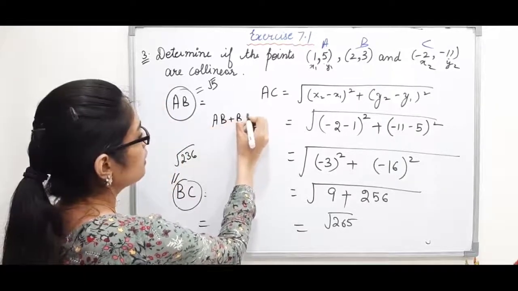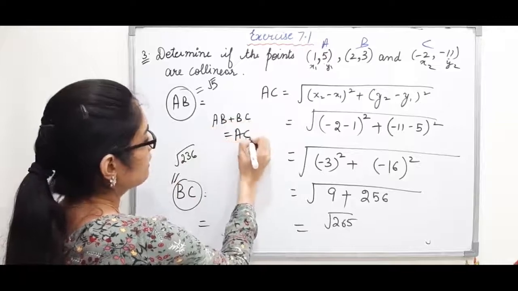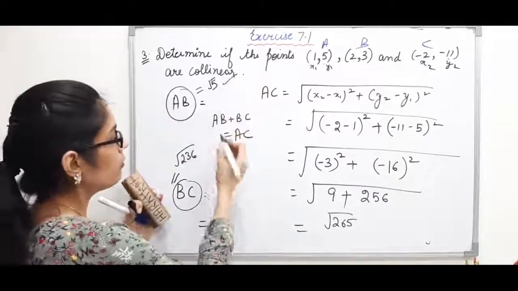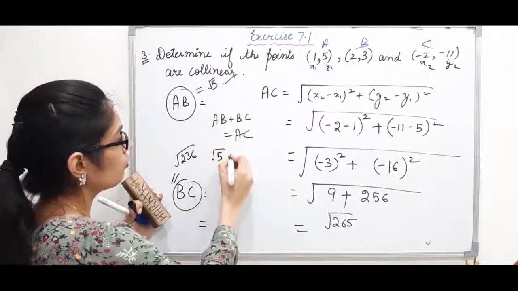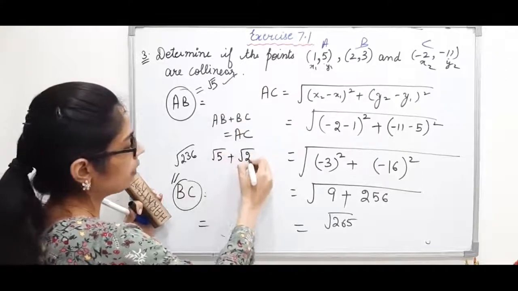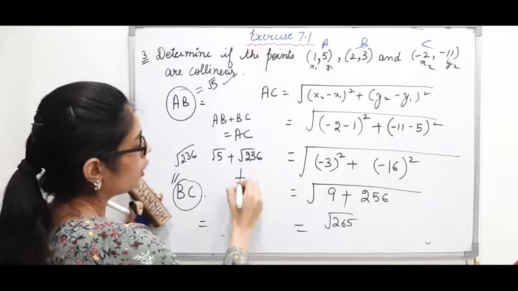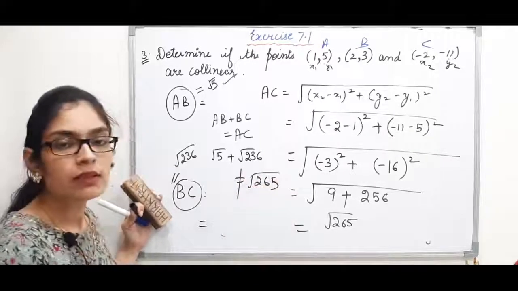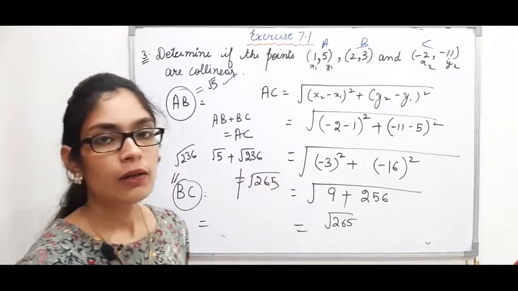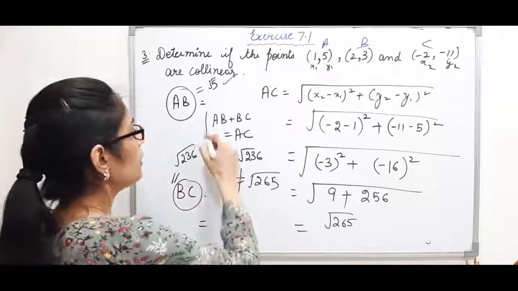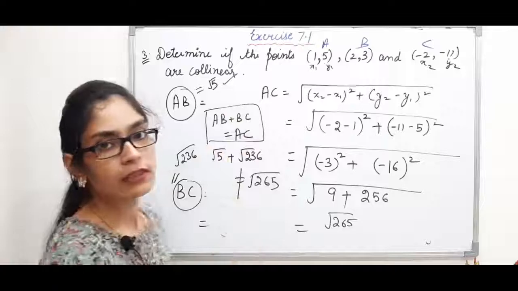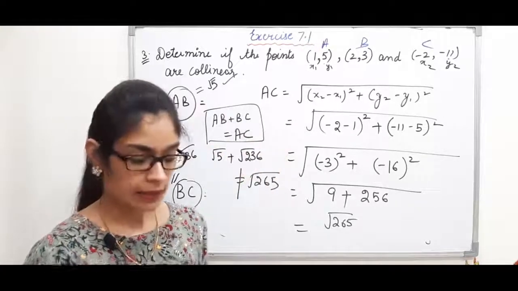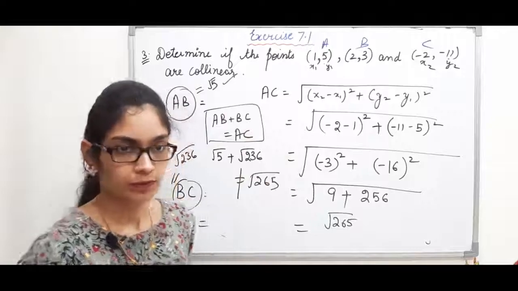Now you can see from here, if these points are collinear, this condition should be satisfied: AB plus BC should be equal to AC. You can see now AB is root 5. If you write it out, root 5 plus root 236 will not be equal to root 265, which means the given points are not collinear. So this condition should be satisfied. If this is satisfied, the 3 points will be collinear. Now let's do the next question.